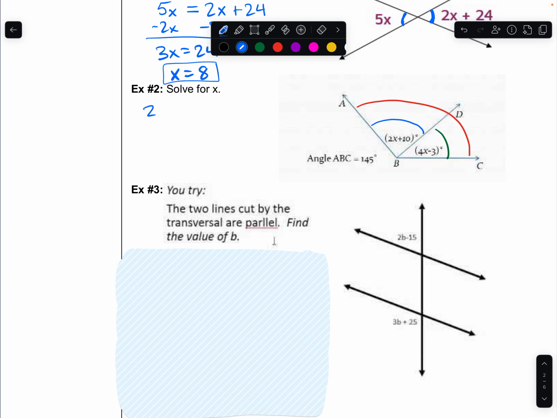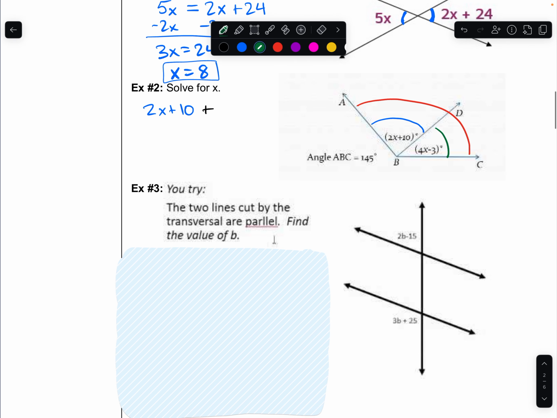So 2x plus 10 is the blue angle. If I add that to 4x minus 3, really I probably should, it's a good habit to put these in parentheses at first, even if they end up not mattering later. It should equal, the problem is telling me that the measure of angle ABC is 145 degrees.